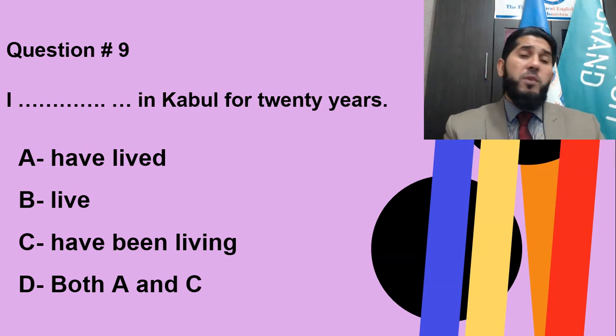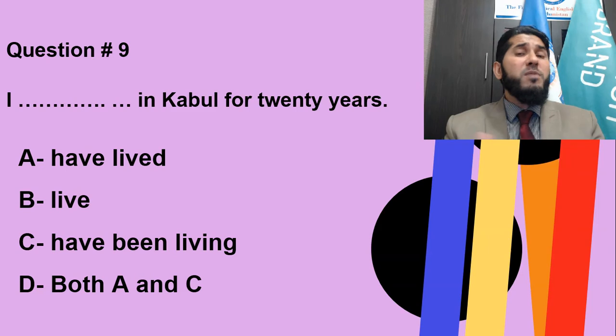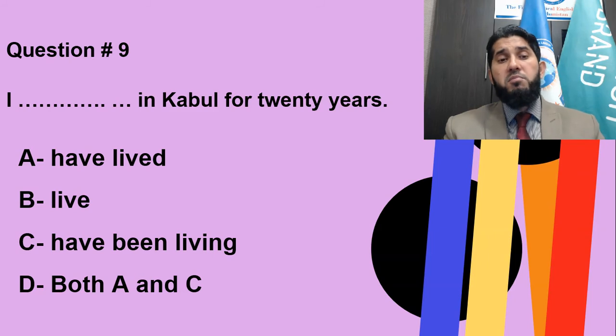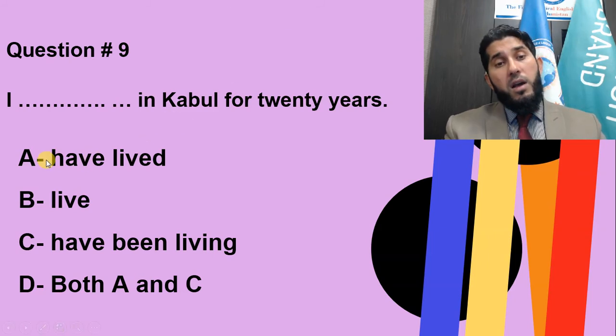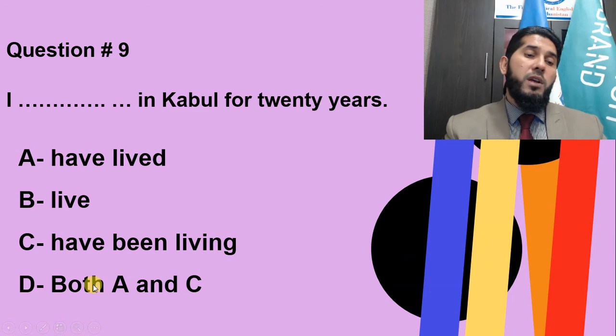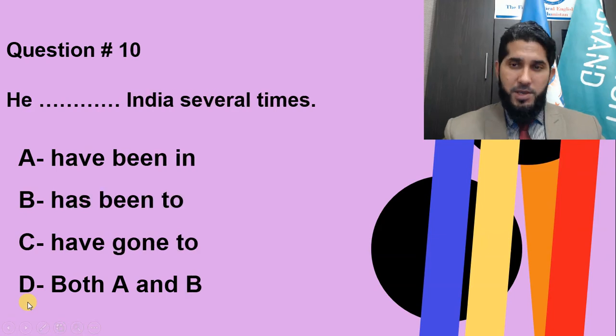Mainly present perfect continuous tense is used for these kinds of actions, but exceptionally, if there are verbs like live and work and teach, we can use present perfect tense as well for the same purpose. So the main verb is live here, therefore A, I have lived in Kabul for 20 years, or C, I've been living in Kabul for 20 years. Both options are correct. Consequently, our correct option is D, because D says both A and C. So D is the correct option.